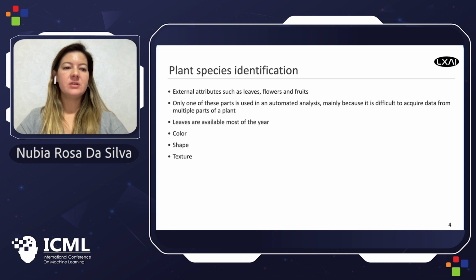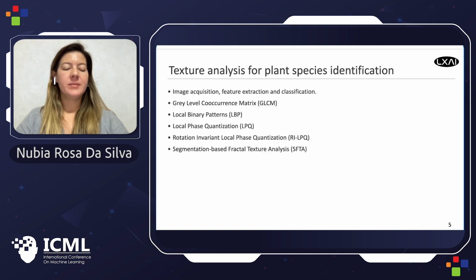Several features can be used for plant species identification, such as color, shape, and texture. The main process is composed of image acquisition, feature extraction, and classification. We can use several kinds of methods, and in this work, we used gray level co-occurrence matrices, local binary patterns, local phase quantization, rotation invariant local phase quantization, and segmentation-based fractal texture analysis, and we use all these methods to compose a multiple strategy for plant species identification.